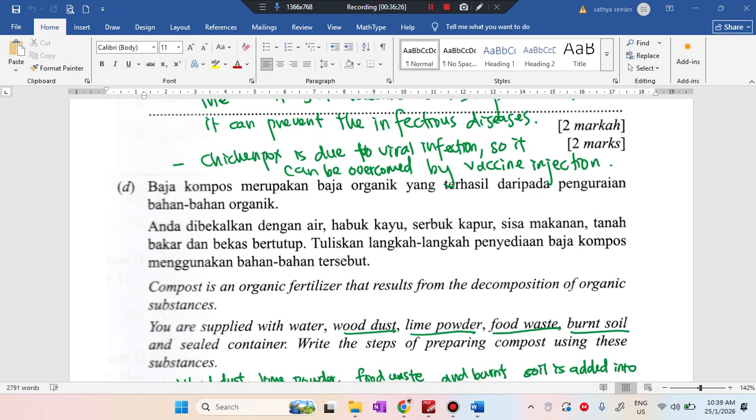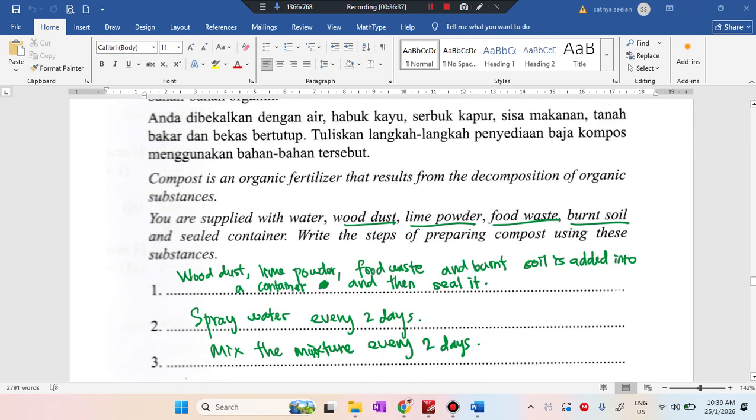Lime powder is to reduce the acidity lah, because lime powder is alkaline. All the food waste, the wood dust, you need to put together lah. Okay, so like this: wood dust, lime water, food waste and burnt soil. Mix all these four into a container and then seal it. And then every 2 days you need to spray the water. And then mix the mixture every 2 days. Gemburkan lah, like you mix lah.